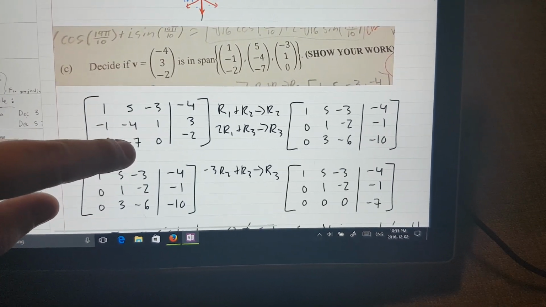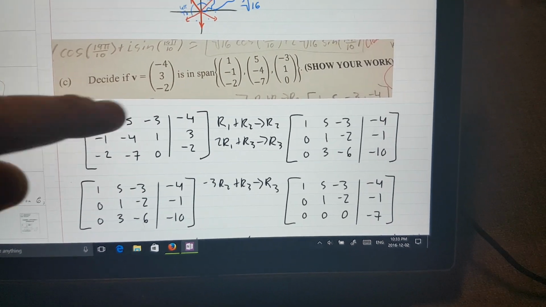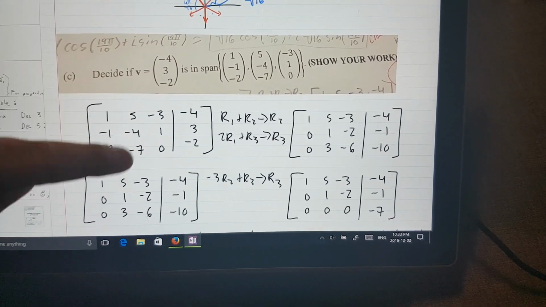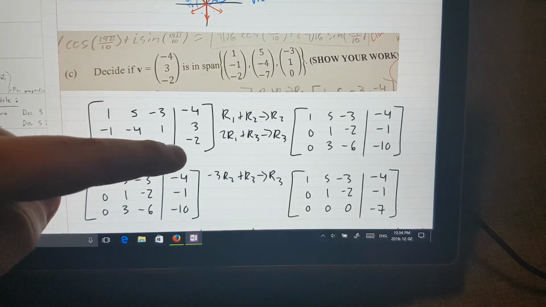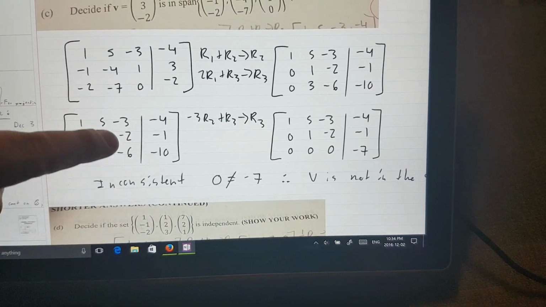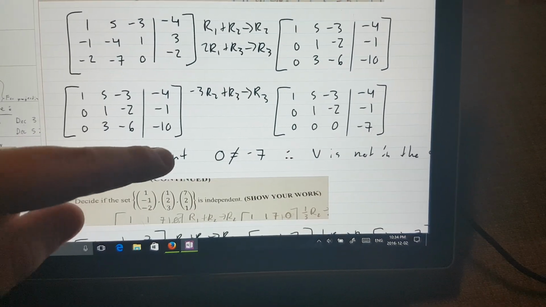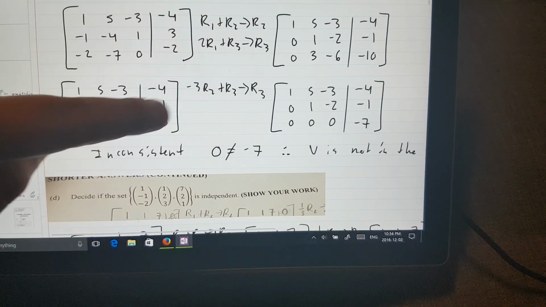Okay, so decide if v is in the span of those. In other words, is v a linear combination of these three? Well, how can we find out? We're just going to take these to form a matrix and augment it with v. And if it is a linear combination, we'll get a consistent system. Boom. That is inconsistent. 0 is not equal to minus 7, so v is not in the span.